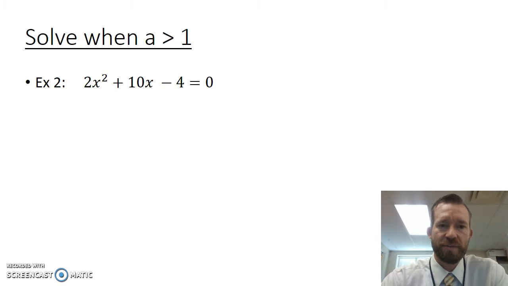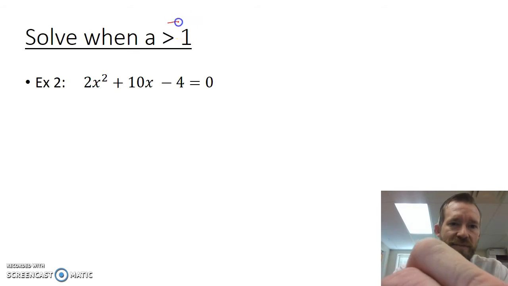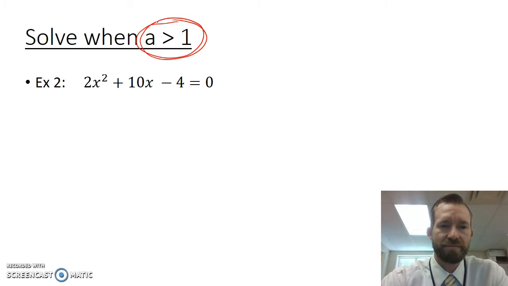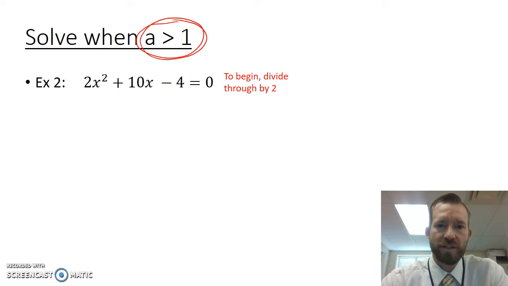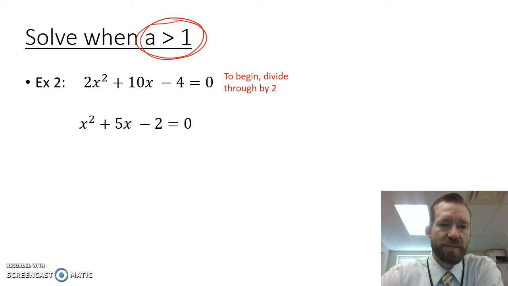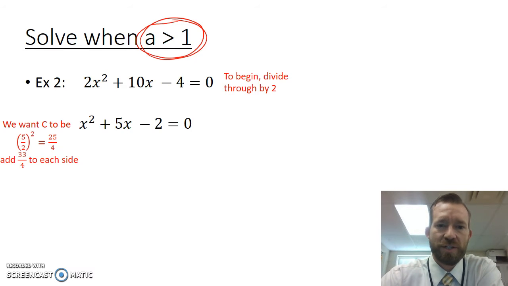All right, let's take a look at a different kind of one. This one's different because the a value is greater than 1. In this case, a is 2. We're going to start this problem off by dividing through by 2. That causes us a little bit of problems because now when we go through our problem, we'll just show you the steps. You want the c value in this case to be 25 fourths.